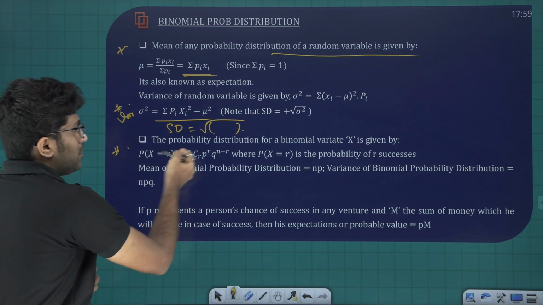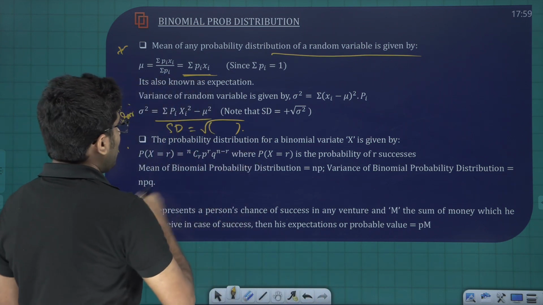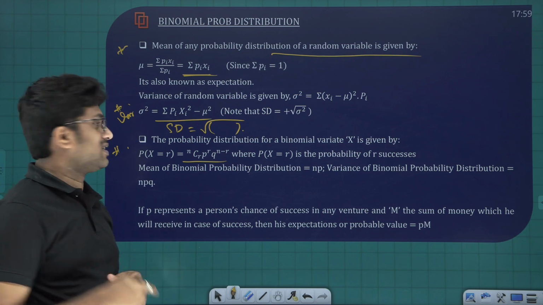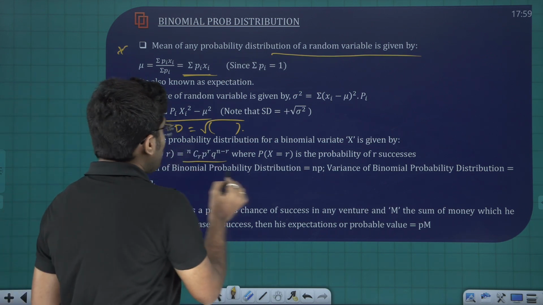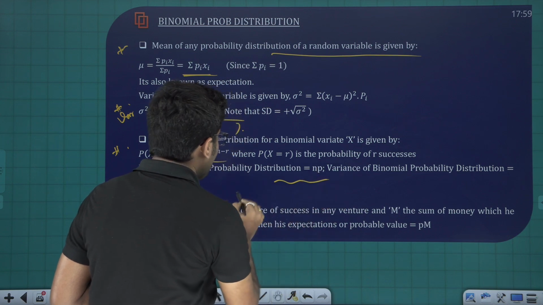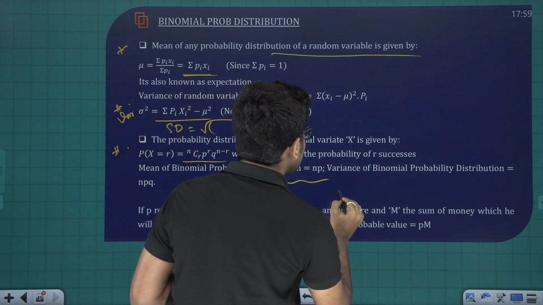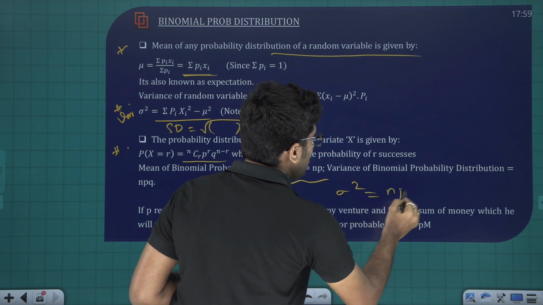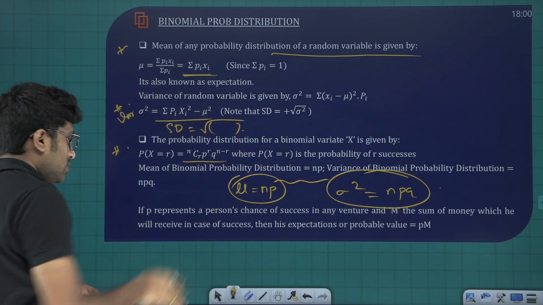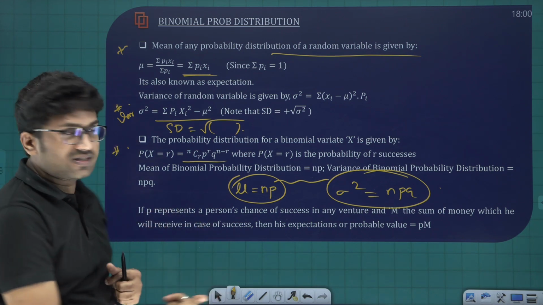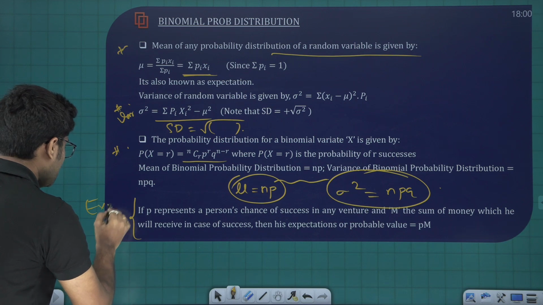Next, the probability distribution of a binomial variable X, which we have seen already. For binomial distribution, the probability of getting r successes is nCr into P power r into Q power n minus r. In this binomial distribution, mean is np, friends. In binomial distribution, mean is np and variance sigma square is equal to npq. Probability distribution, binomial distribution. So if P represents success, this formula is called the expectation formula.